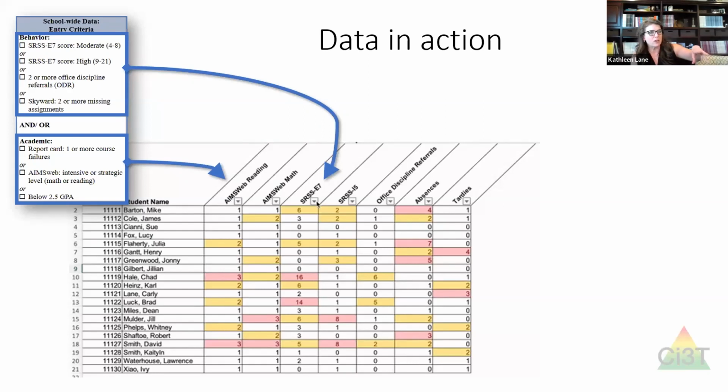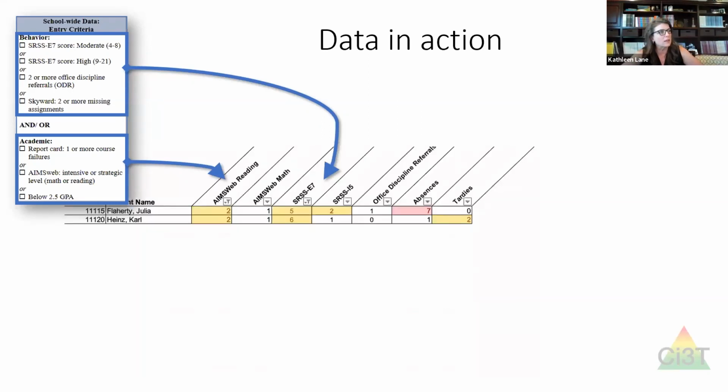So you might think of this yourself as being able to interact with the data that are already collected in your building as part of regular school practices and being able to say, think about filtering in Excel, show me the kids in my classroom or in my grade level or in my building who might have tier 2 needs for reading and acting out issues. And then what else should I be looking at?